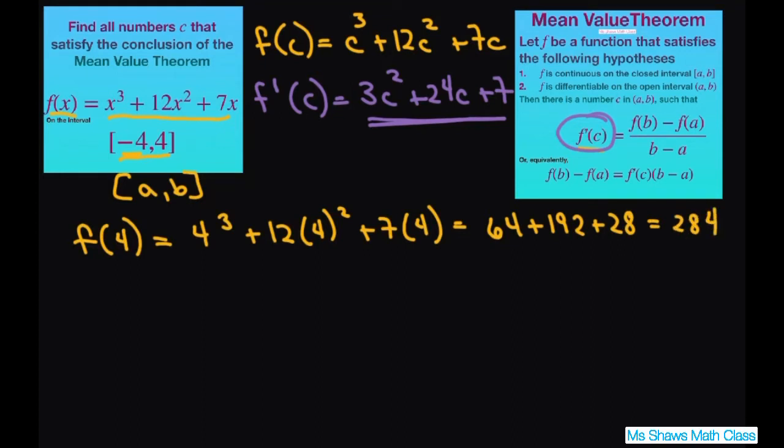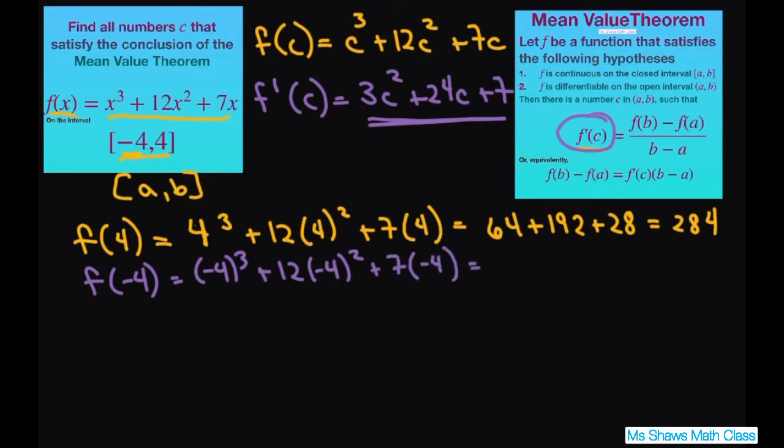All right. And then for f of -4, basically you get the same thing. I'll just write it out. So we have -4 cubed plus 12 times -4 squared plus 7 times -4. So everything's the same, it's just different signs. -64 plus 192 minus 28, and that equals 100.